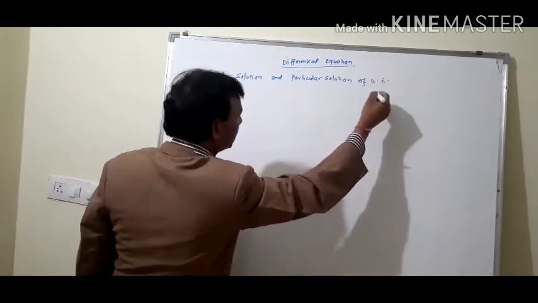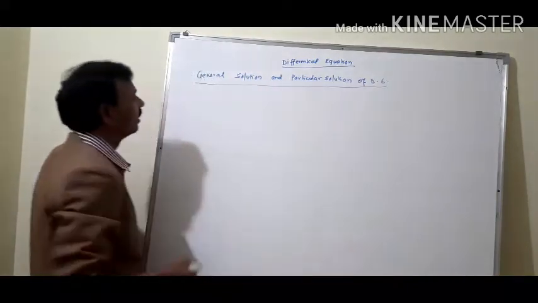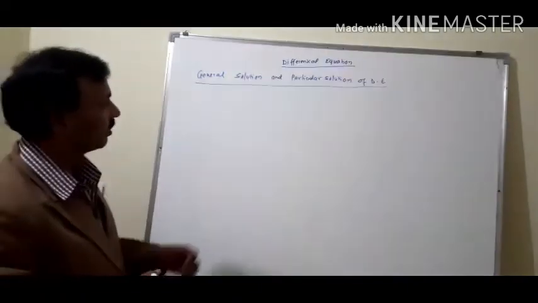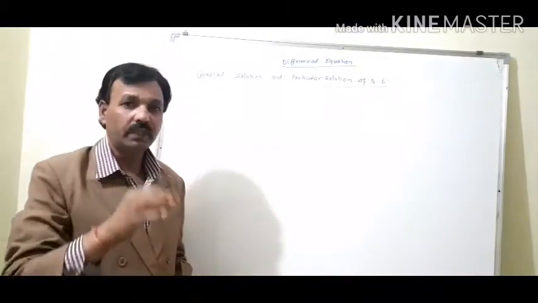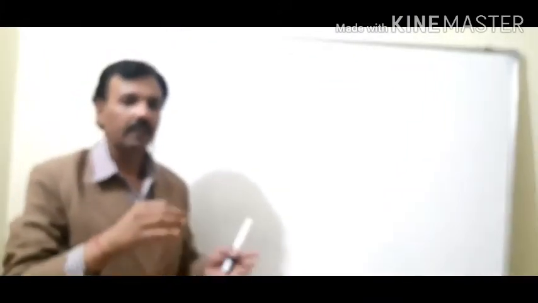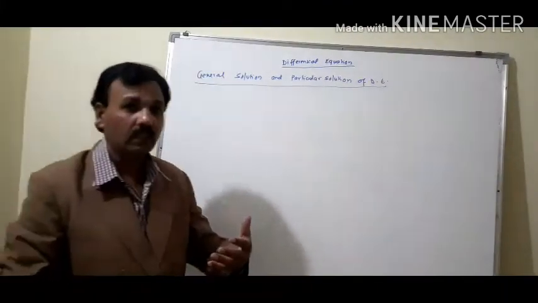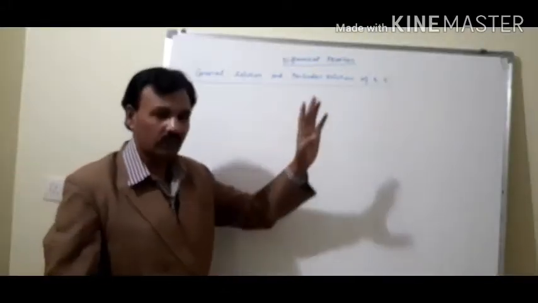Write differential equation in short form DE. General solution and particular solution. What is the general solution? A solution which contains arbitrary constants like A and B is known as a general solution, and a solution which has particular values of those arbitrary constants is known as a particular solution.